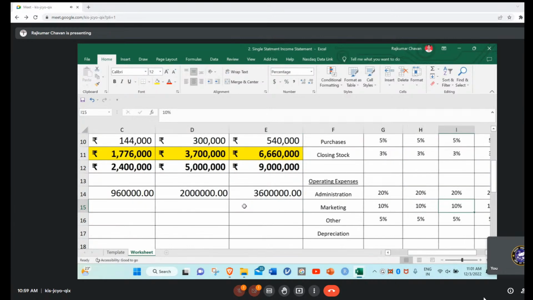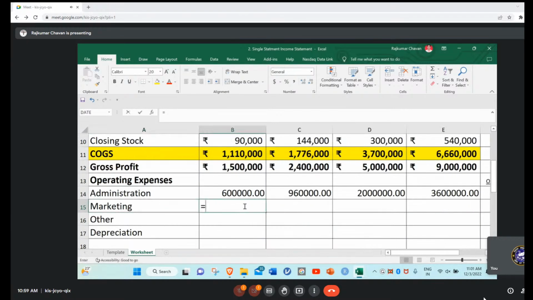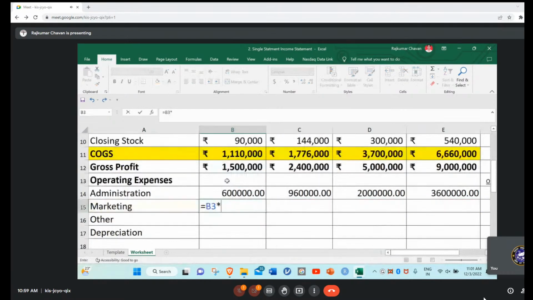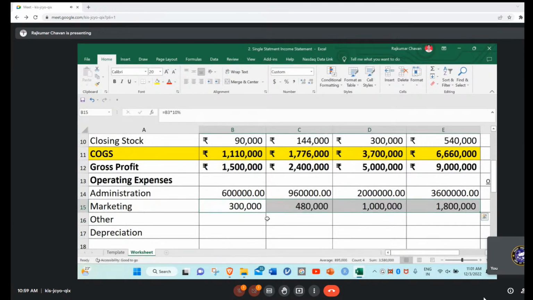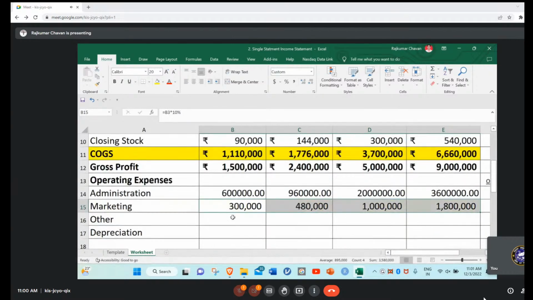Next, after administration expenses, what is the next item? Marketing expenses. Can you see marketing expenses how much percent? 10%. Again, we should calculate marketing as a percentage of gross sales. So is equal to, take 30 lakh rupees into how much percent? 10%. So you will get around how much rupees? 3 lakh rupees. Now again, drag it on right side. You will get all the answer. Is it clear? So it will automatically take the gross sales only on the heading. Okay.